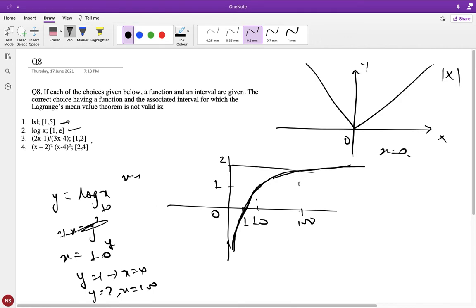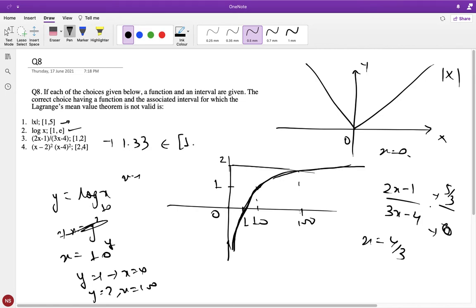Next up is (2x minus 1) by (3x minus 4). We can see that if x equals to 4 by 3, this becomes 0, and this becomes 8 by 3 minus 1, so 5 by 3. So something divided by 0, which is not defined, and 4 by 3 is 1.33, which lies between 1 to 2, so it's not defined on this. So option C is the correct answer.